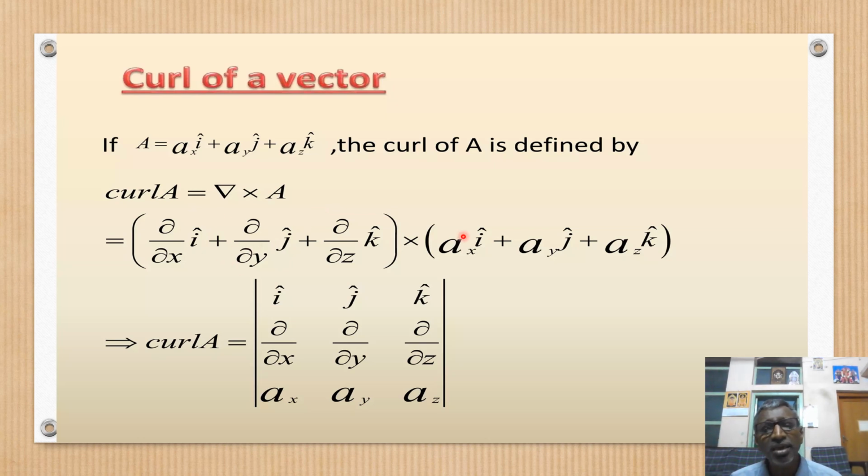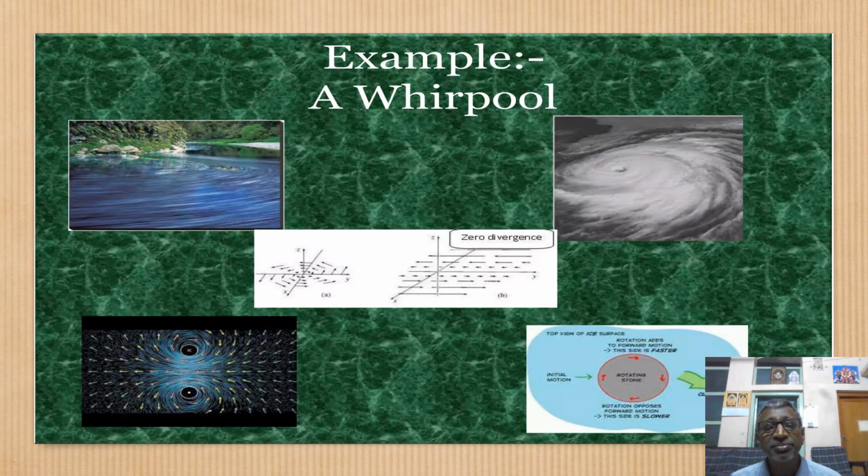So now, del and A can be written in determinant notation: i, j, k in the first row, dou by dou x, dou by dou y, dou by dou z in the second, and the components of the given vector, Ax, Ay, Az, in the third. If you evaluate the determinant, you get what is called the curl of a given vector point function. An example of a curl I can give is that the curl can be calculated at these instances.